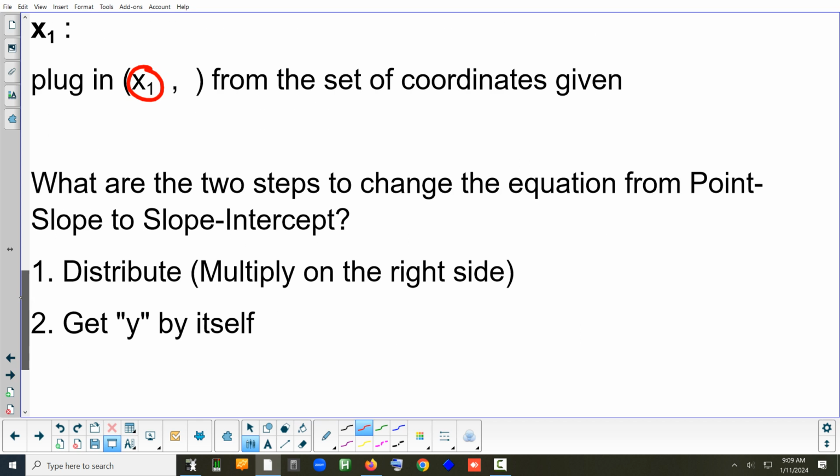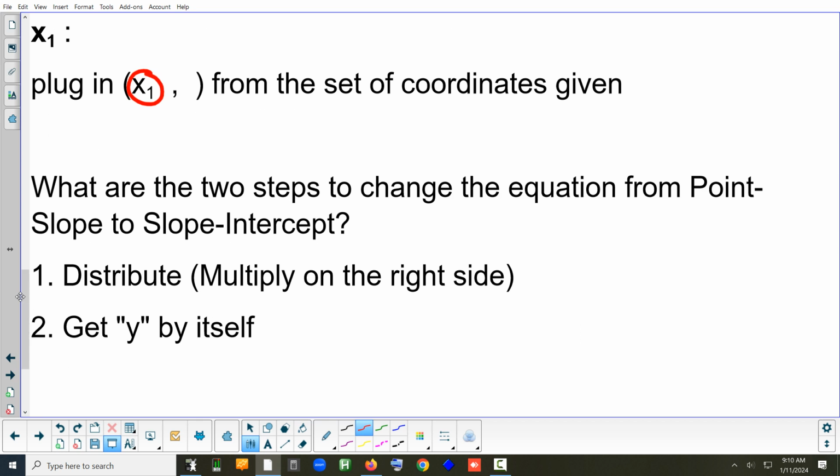Okay. So any questions, or anyone need me to scroll back up so you can write down what goes on each line?